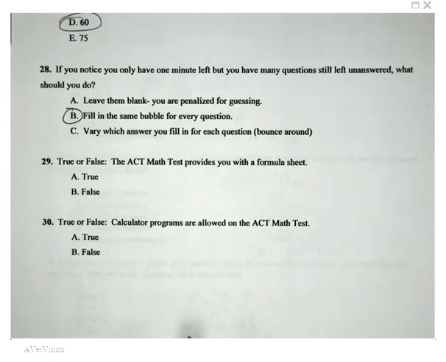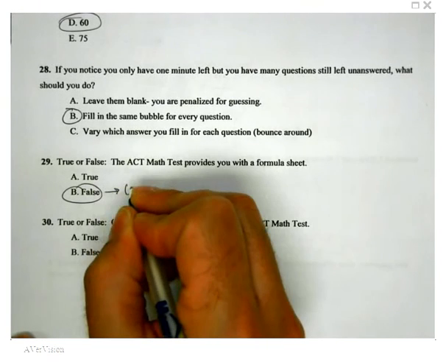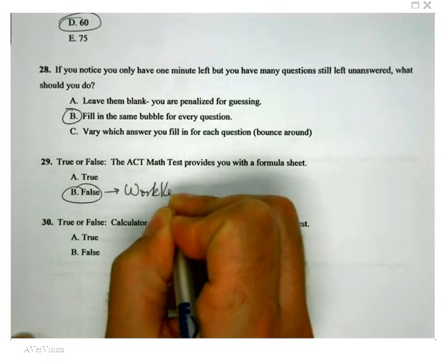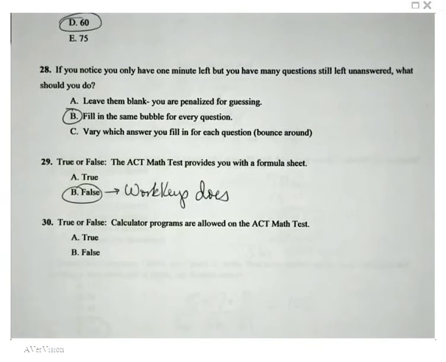29 and 30. The ACT math test provides you with a formula sheet. That is false. Only WorkKeys does. And that's different from ACT, different days. They're both part of the Prairie State Achievement Examination, though. And finally, true or false, calculator programs are allowed on the ACT. That is true. But again, please remember that is not the be-all, end-all. As some of you found out, you had calculator programs and had like one question that it worked with. So you still have to have some problem-solving strategies to make this work out.